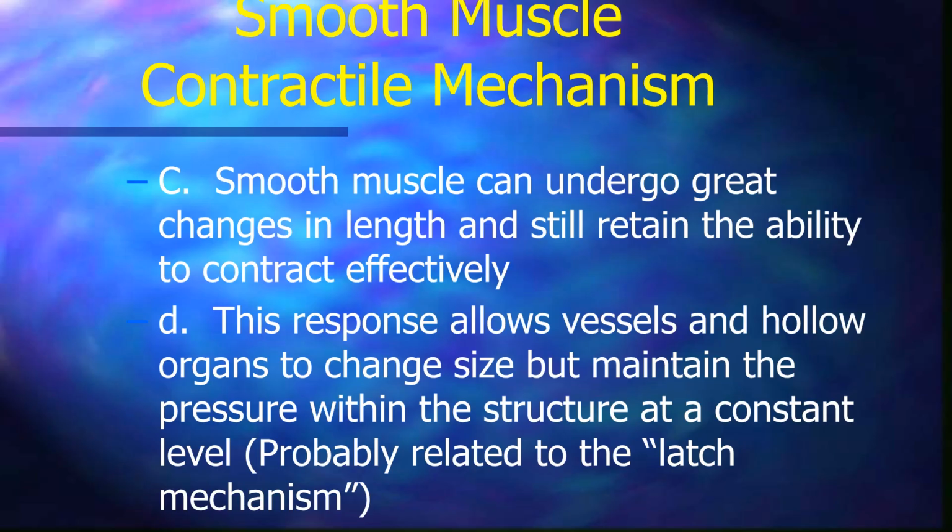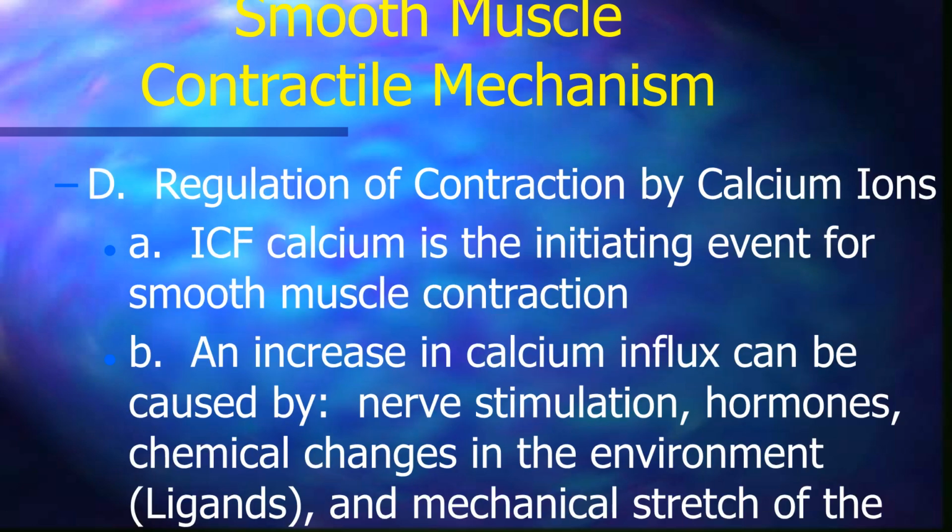Increased calcium influx can be caused by nerve stimulation, hormones, chemical changes, or mechanical stretch of the fiber. Smooth muscle lacks troponin but has calmodulin, a regulatory protein similar to troponin. Calmodulin combines with 4 calcium ions to become activated. The activated calmodulin-calcium complex activates myosin light chain kinase.